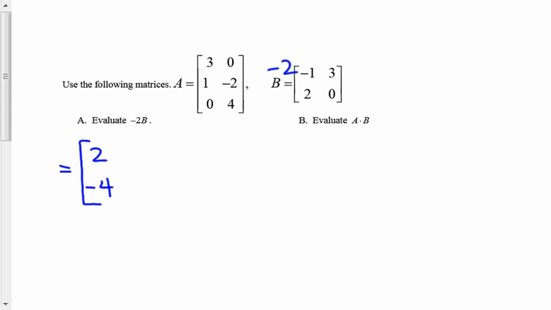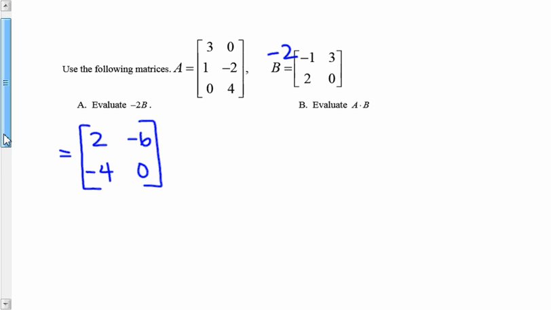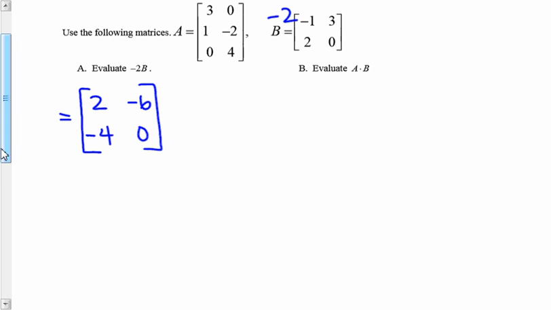-2 times 3 gives me -6. And then -2 times 0 gives me 0. Anything times 0 gives me 0. And that's my answer. Here's where we get into the meticulous part. I'm multiplying both matrices together.